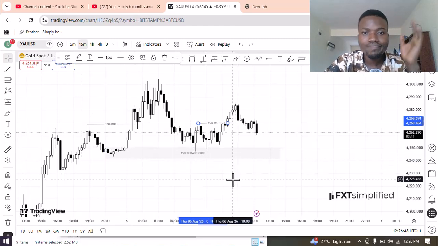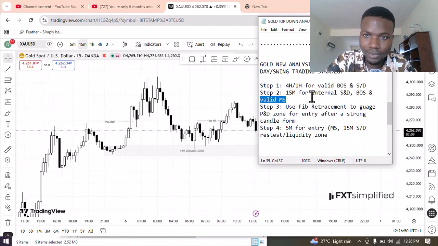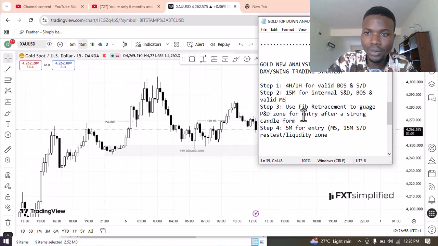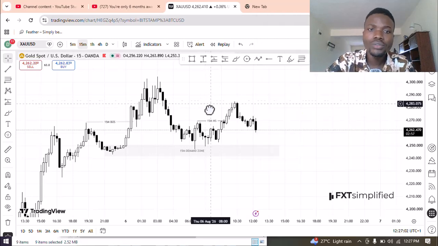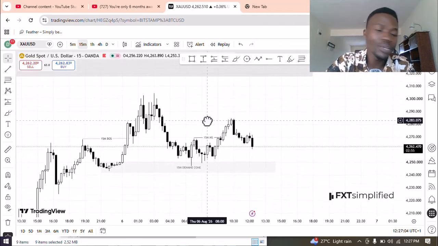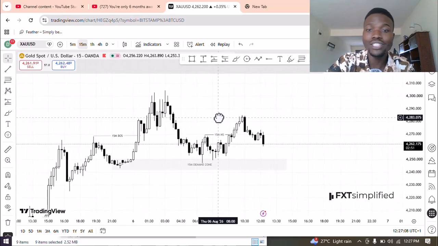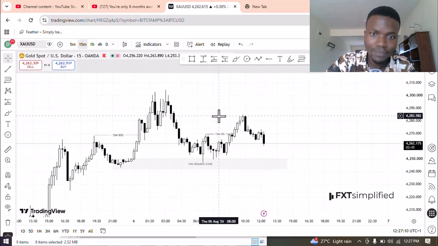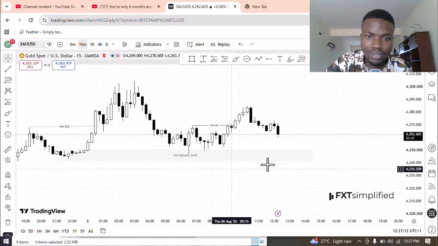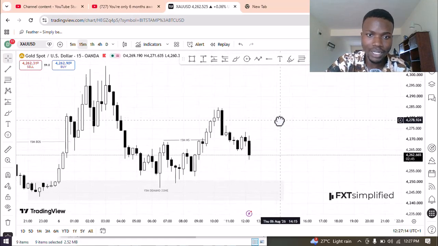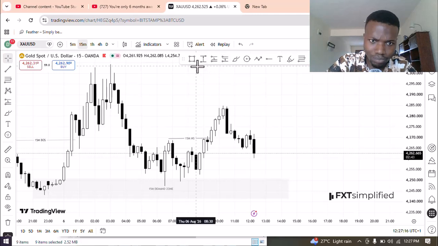So I can simply mark this place as my 15 minutes market shift. Now what's the next step? The next step is to use Fibonacci retracements to gauge premium and discount zone for entry after a strong candle formed. My trade bias still remains that price is in an uptrend, and I just want to trade with the trend.